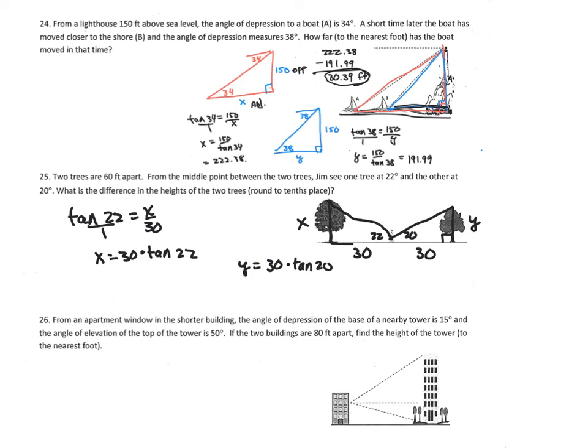Okay, so 30 tan 22 is 12.12, and 30 tangent 20 is 10.92. So subtracting them, we'll get 1.20. So the one tree is 1.20, and this is in feet taller.